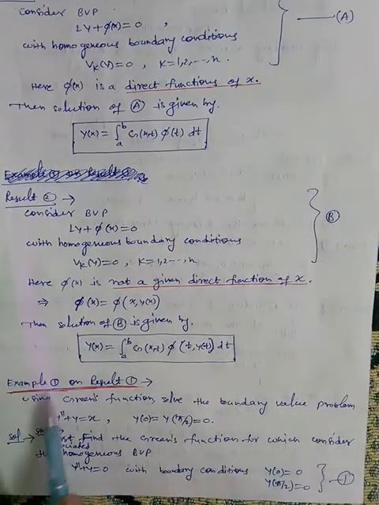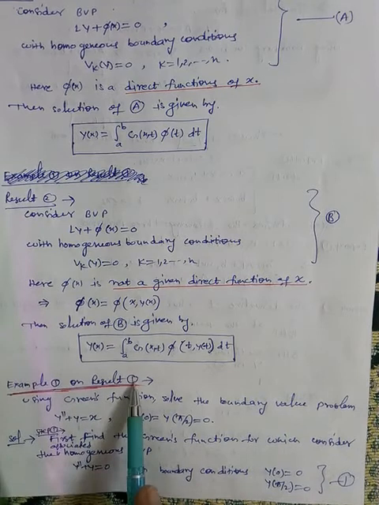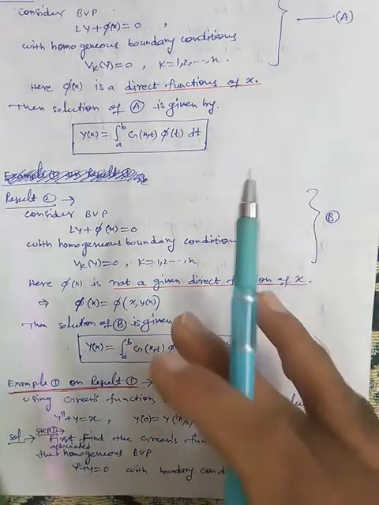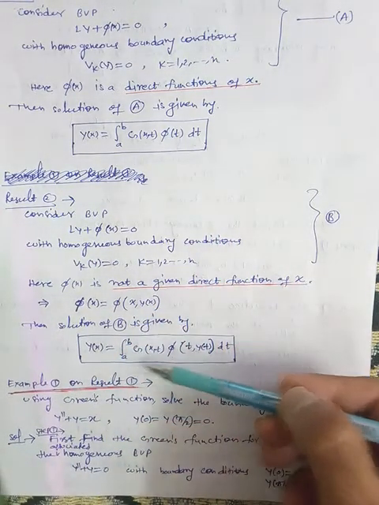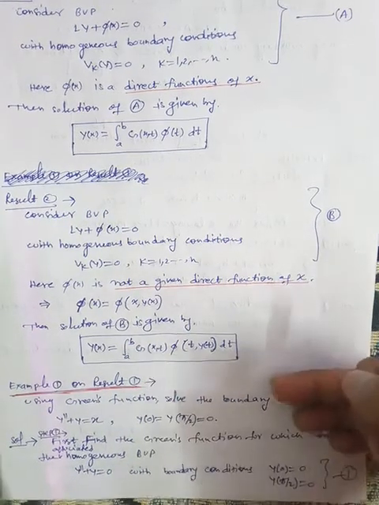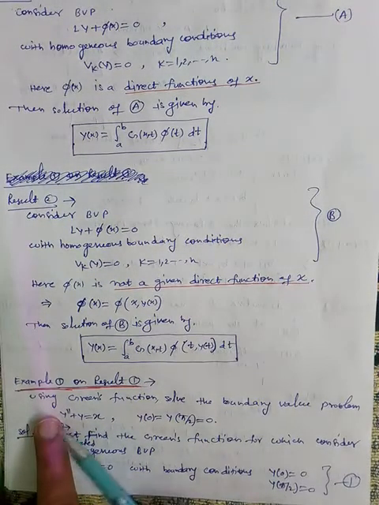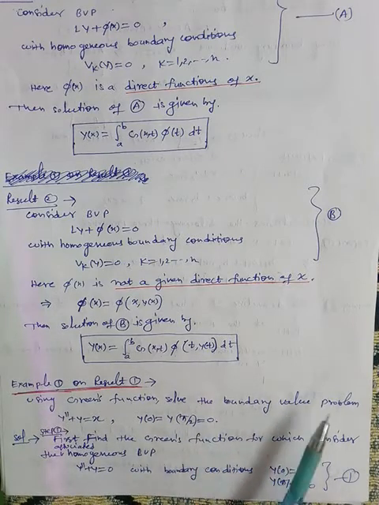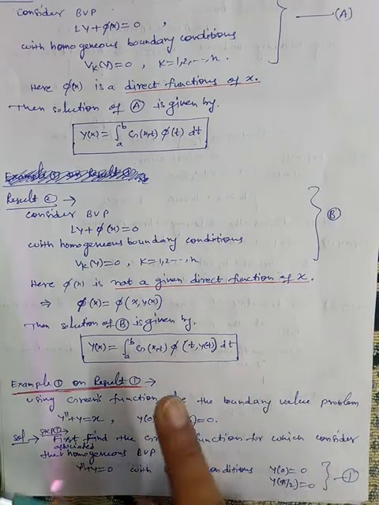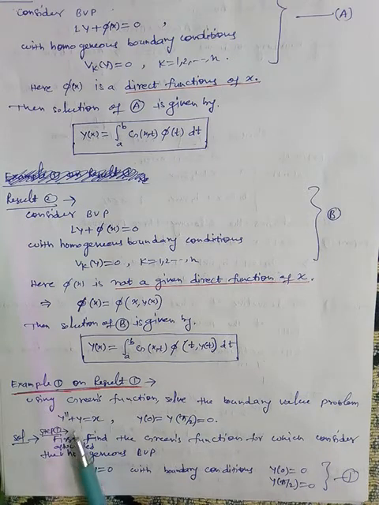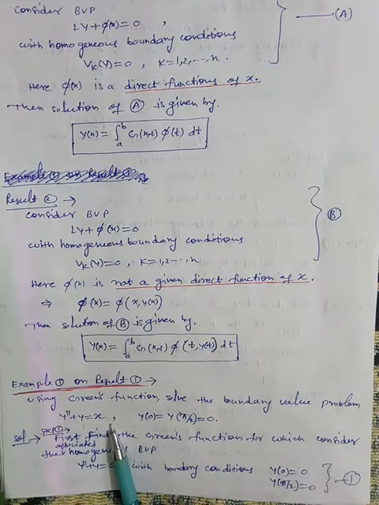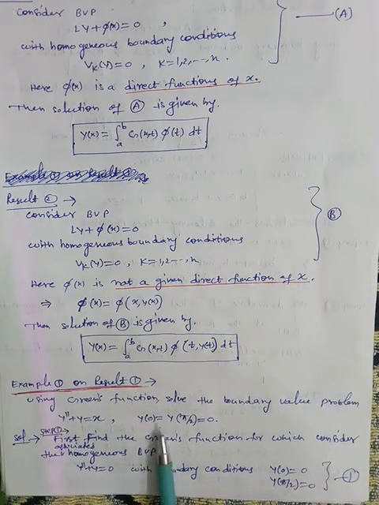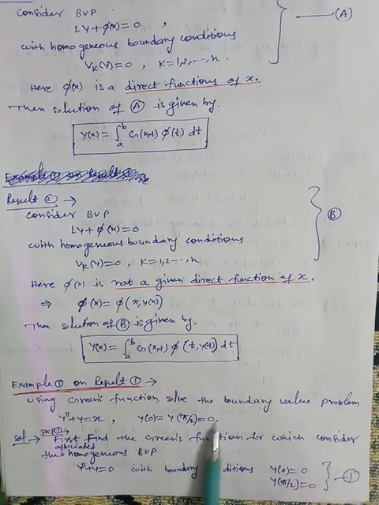So, example number 1 on result 1. Using Green's function, solve the boundary value problem y double dash plus y is equal to x, where y at 0 and y at pi by 2 are both equal to 0.